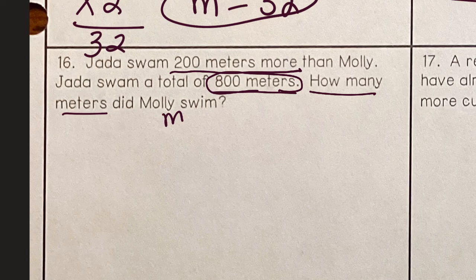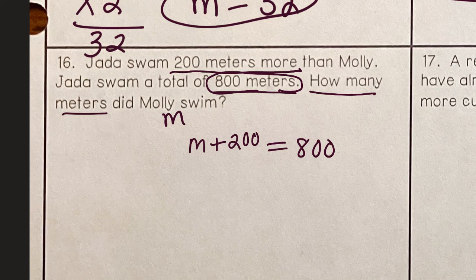So 800 is going to be my total of meters that I know. And I know that Jada swam 200 meters more than Molly. So whatever Molly's amount is, there's going to be 200 meters added to it, because Jada swam 200 meters more than Molly's amount.